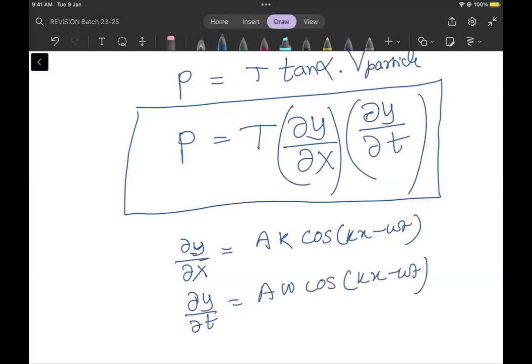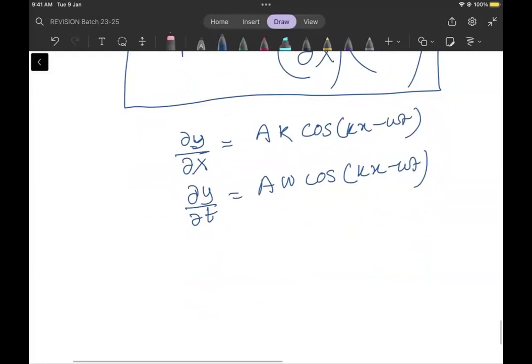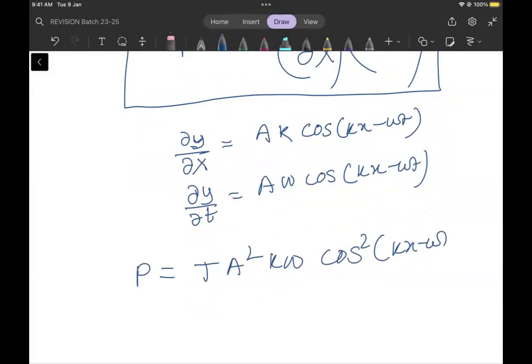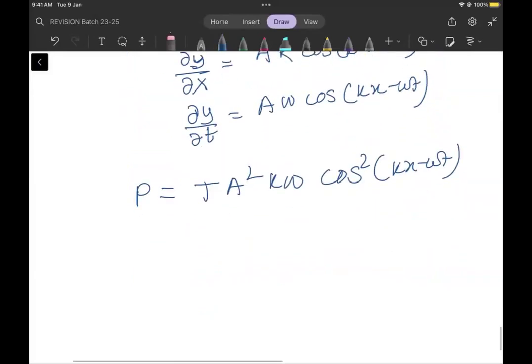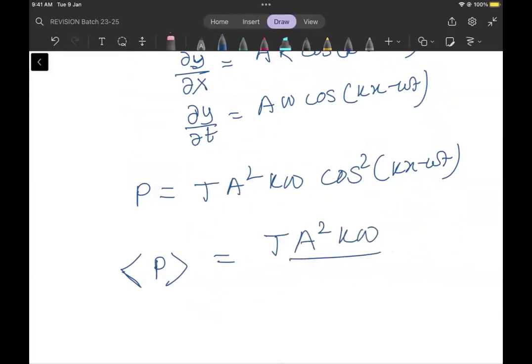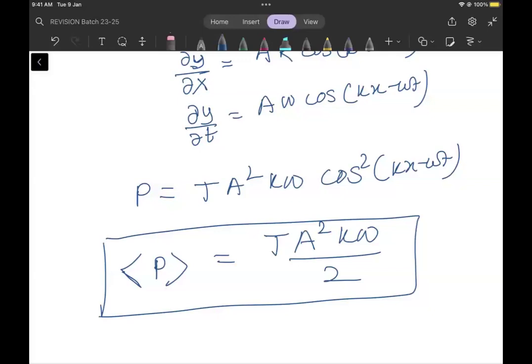Again, please notice I'm not bothered with the positive and negative signs, so power will be equal to T a square k omega cos square (kx minus omega t). For a traveling wave, we will most probably be interested in only the average power, which will be equal to T a square k omega by 2. Now, this is one of many expressions of power that you will see.